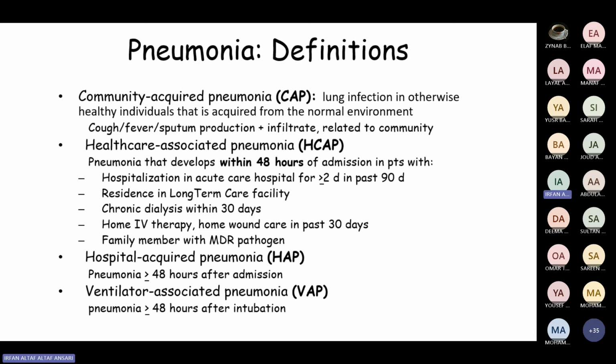Or suppose some patient was walking on the road, he fell down, he got a head injury, you admitted him, and the next day you find he is having high grade fever. You go through his history: neither had been admitted before, not in a long term facility, no dialysis, no IV therapy, nothing like that. So we can call it a community acquired pneumonia. But if the same patient developed the pneumonia after 48 hours of the admission, it is hospital acquired pneumonia.